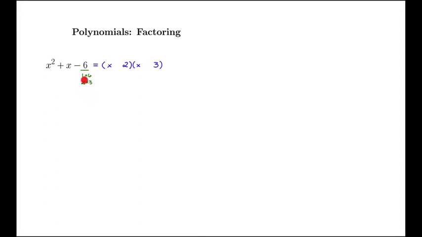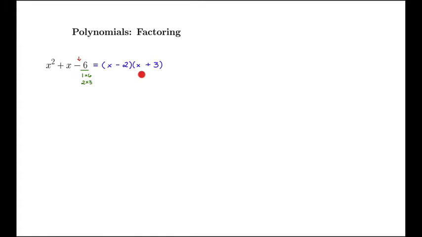Now I'm going to notice that there's a negative sign in front of the 6, so really I have either minus 2 times 3 or 2 times minus 3. Again, looking at my middle term and noting that it's positive, that means that I need the larger factor to be positive. So I need the 3 to be positive and the 2 will be negative. So I'll put a minus in front of my 2 and a plus in front of my 3.